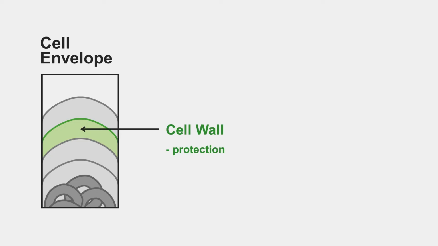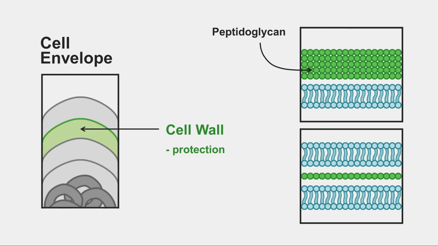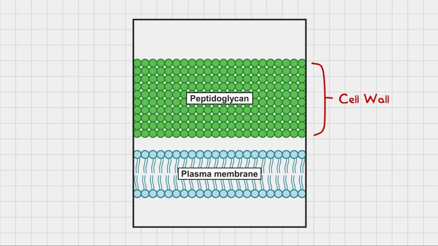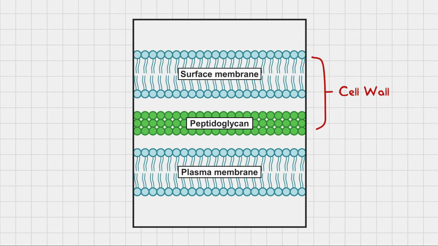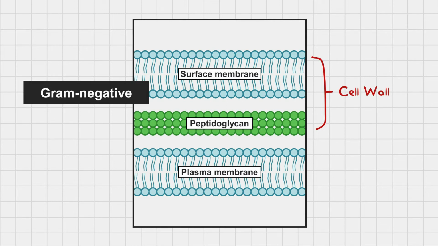It consists of peptidoglycan that dictates whether the bacteria are gram-positive or gram-negative. If there is a thick layer of peptidoglycan above the plasma membrane, then it's gram-positive. If there is a thin layer of peptidoglycan in between the surface membrane and the plasma membrane, then it's gram-negative.